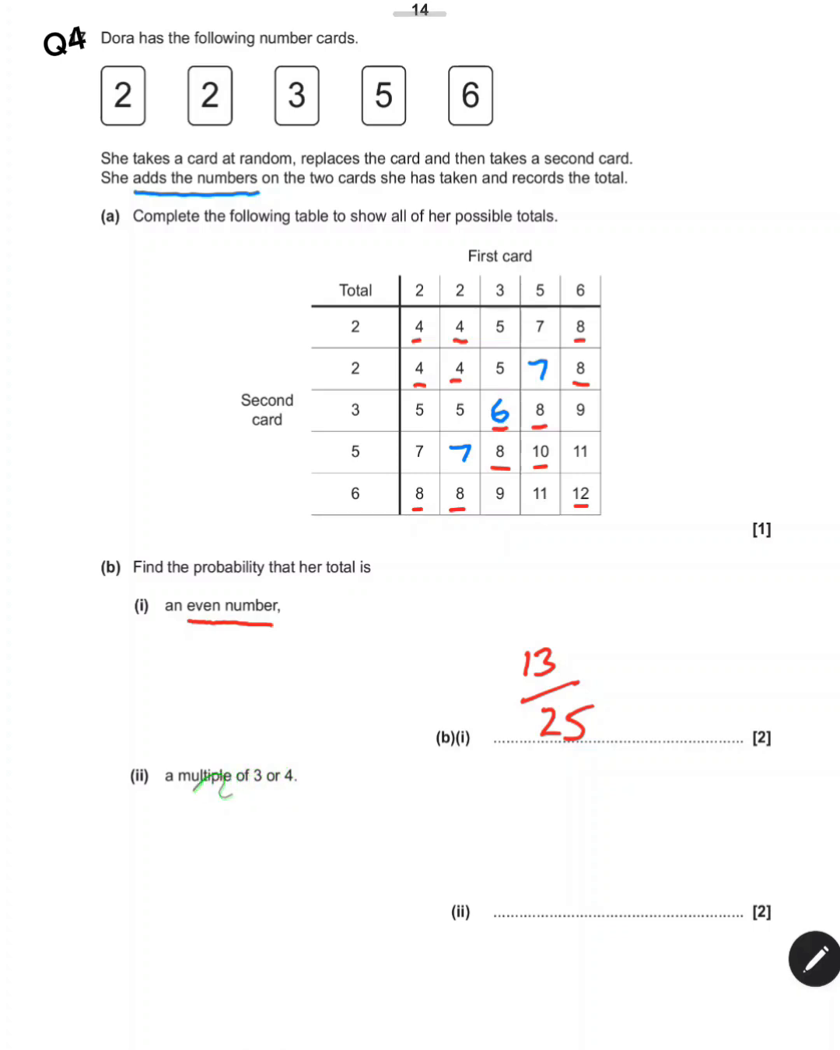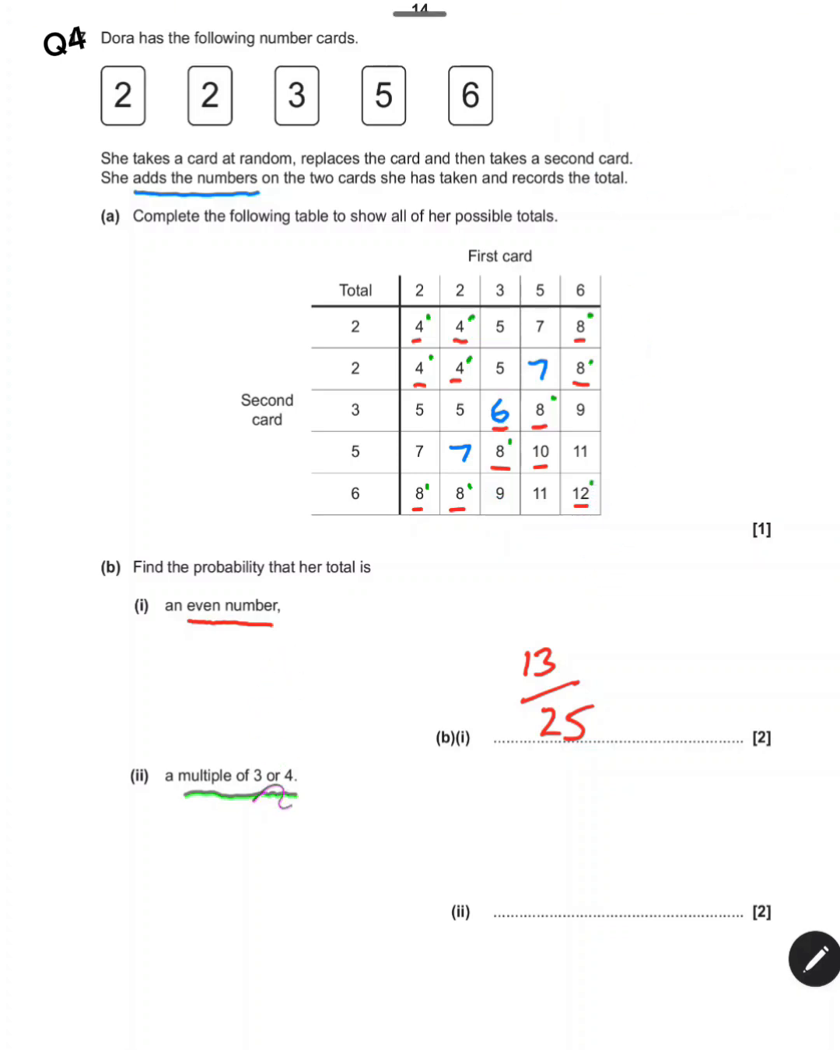Part 2 says, what is the probability of a multiple of 3 or 4? Well, this just means we're looking for numbers in the 3 or the 4 times table. So let's find those. I'll put a little dot in those ones. I'll do the 4 times table first: 4 times table there and there. Yep, so they're my 4 times table.